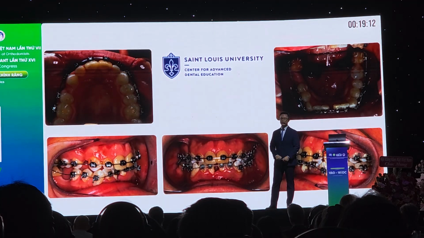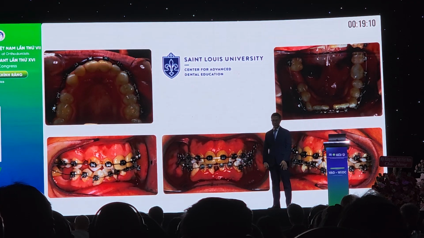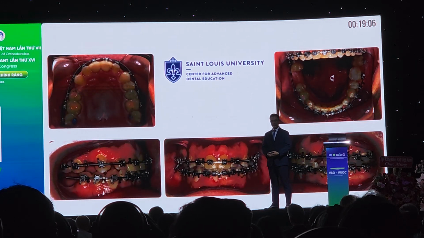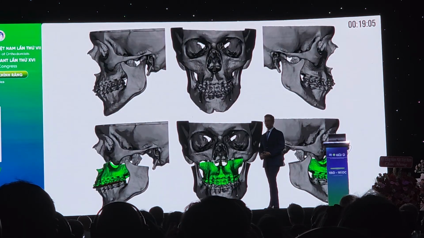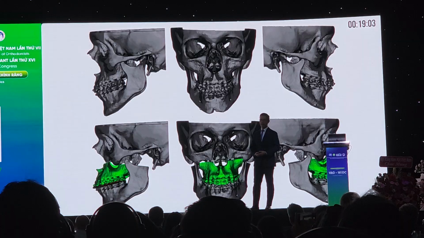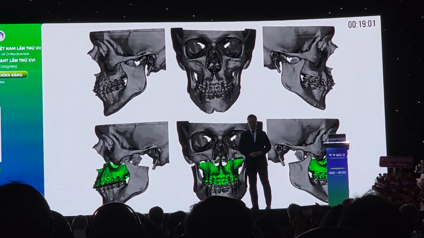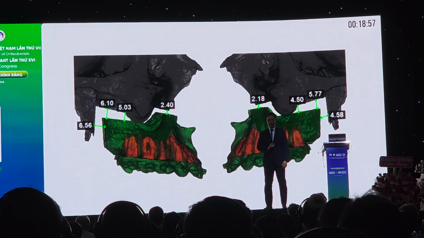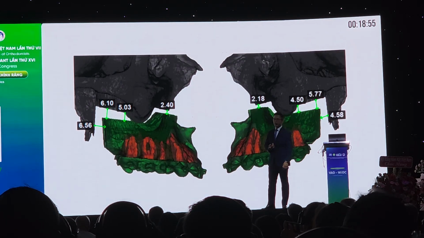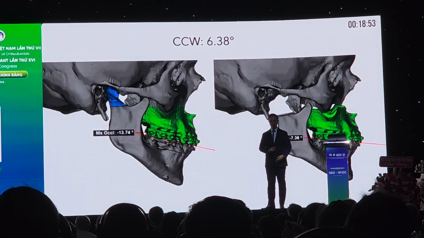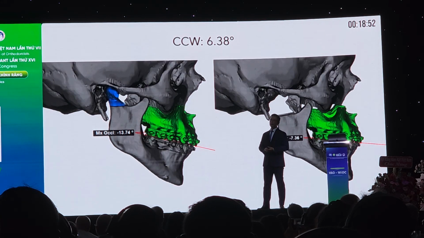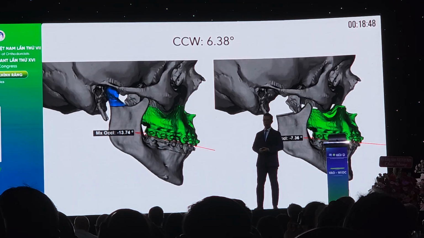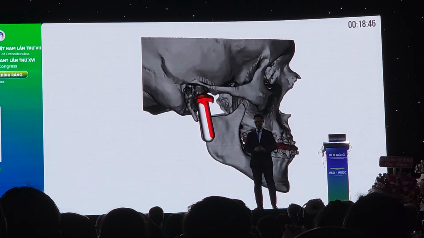A couple of months after, we put the braces on and slowly closed the space, and then the patient was ready for maxillomandibular advancement surgery. For this patient, we did not need to expand the upper jaw. The upper jaw, we need to bring 5 to 6 millimeters forward. But because the patient had a bad TMJ, osteoarthritic condyle, we decided to do total joint replacement surgery.